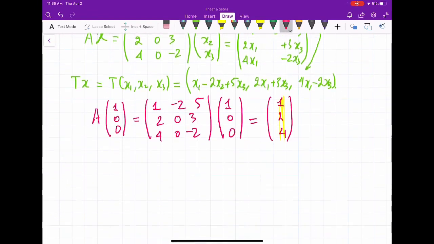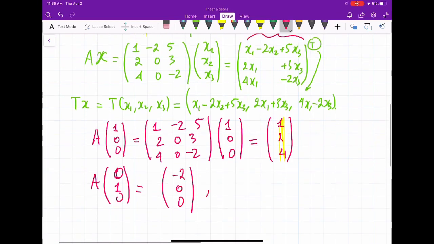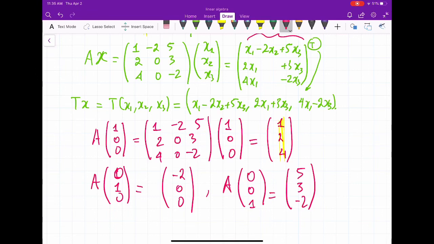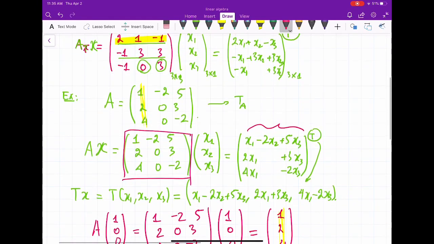Similarly, if you apply A to (0, 1, 0), you will get the second column of A, which is (-2, 0, 0). And then A applied to (0, 0, 1) is the third column of A. So basically, this matrix A is sometimes called the representation of the linear transformation in the standard basis. Okay, I write here: that is the representation of T in the standard basis.